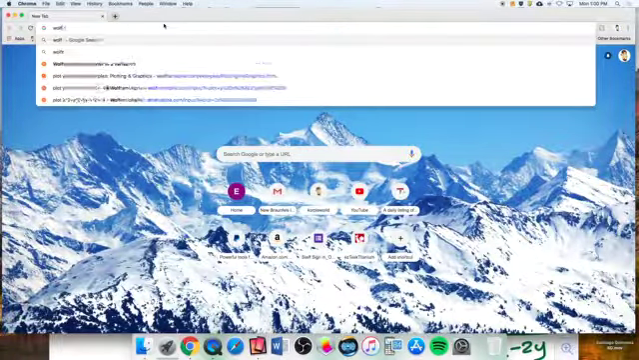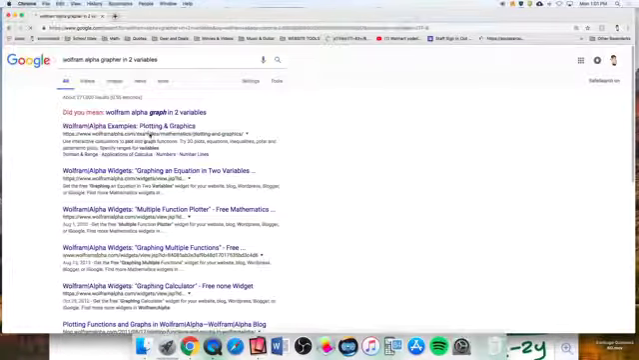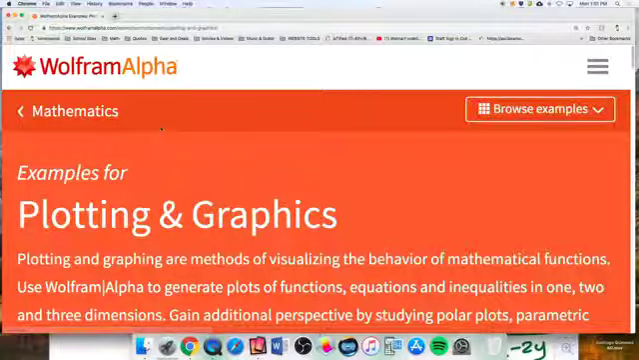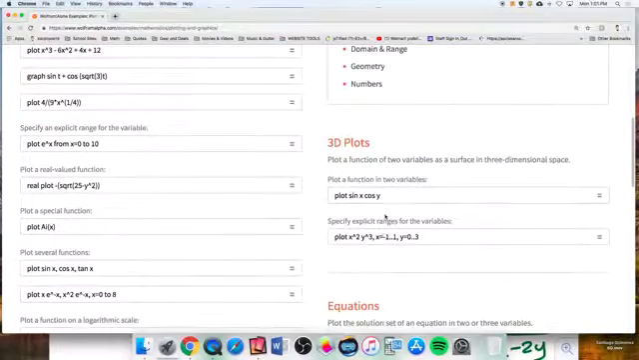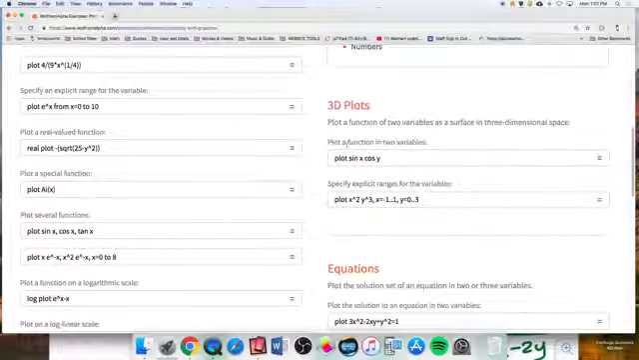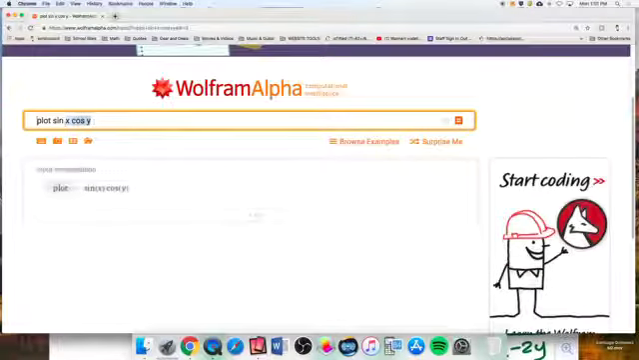Go to our favorite Wolfram. See, so here's what I typed in: Wolfram Alpha grapher in two variables. And it says, did you mean that? And I'm like, sure, I meant that. And it takes you to this large screen. And then you come down here to plot a function in two variables under three-dimensional plots. Click the equals bar, and it takes you back over here.